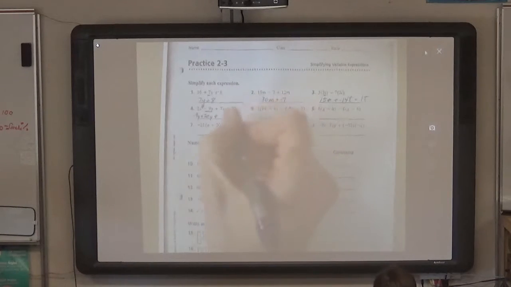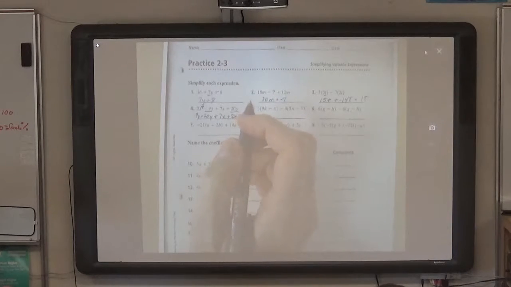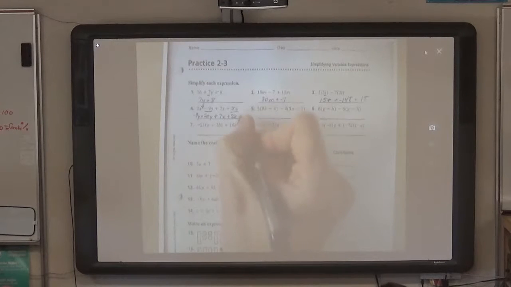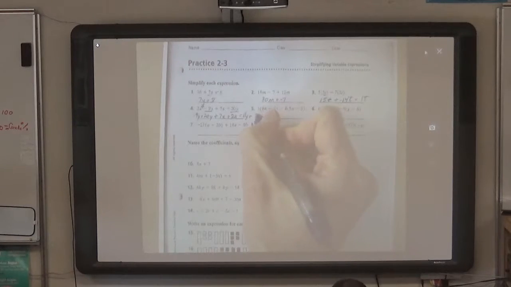Cool? 7x and 2x. Yep, 7x plus 2x. And the reason that we can change these around is the commutative property. Emily, are you keeping track here? So then we can simplify it. 11y plus 9x.